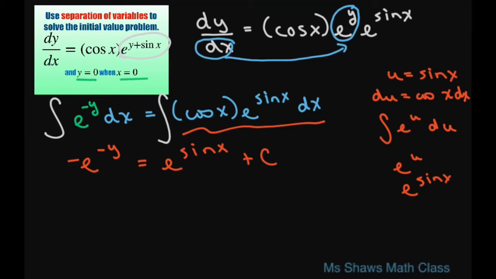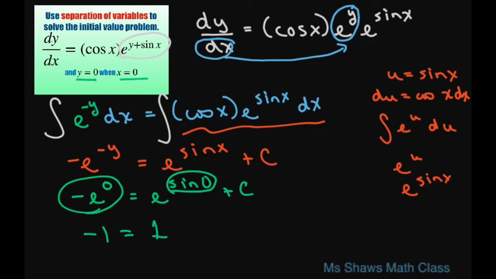Now let's solve for our c. We're going to let y and x both be 0. So we have negative e to the power of 0 equals e to the power of sine of 0 plus c. This is going to give you negative 1. Sine of 0 is 0. E to the 0 power is 1. So you subtract 1 from both sides, you get c equals negative 2. So our equation now is going to be negative e to the power of negative y equals e to the power of sine of x minus 2. Now, we're going to have to solve for y.